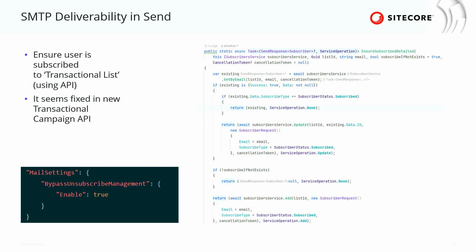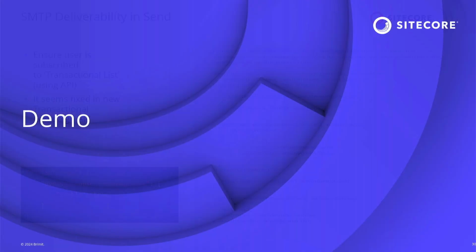And it seems that it was fixed in the new campaigns API because they added a new setting, bypass unsubscribe management. So if you enable it, then it will just ignore the status in the transactional campaign recipients list and just send the email. So now, time for the demo.